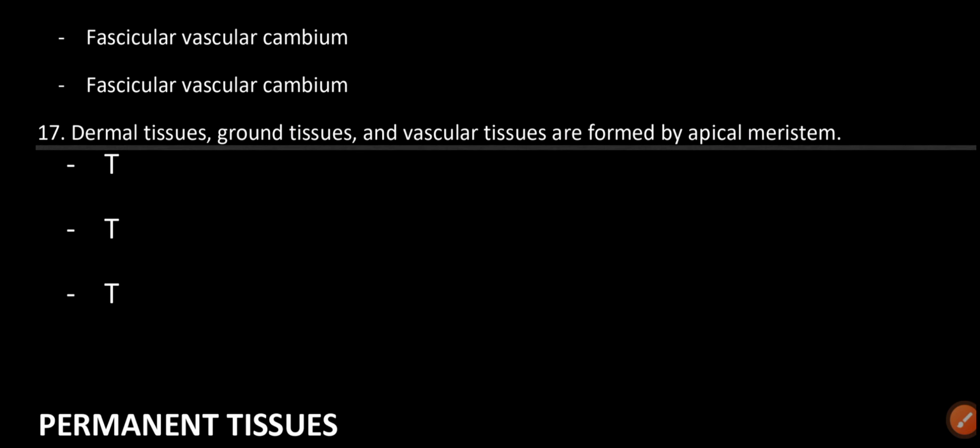Dermal tissues, ground tissues, and vascular tissues are formed by apical meristem. True.